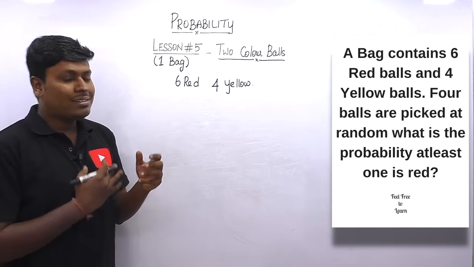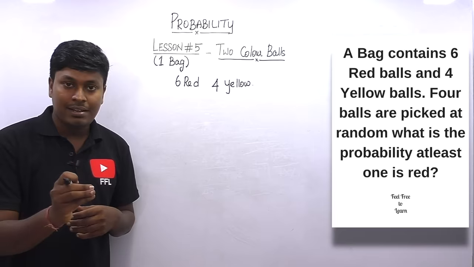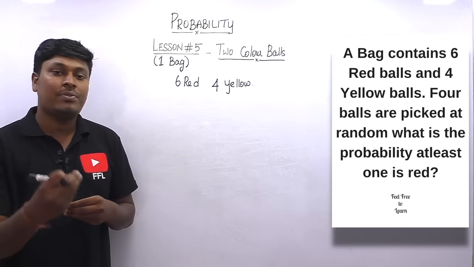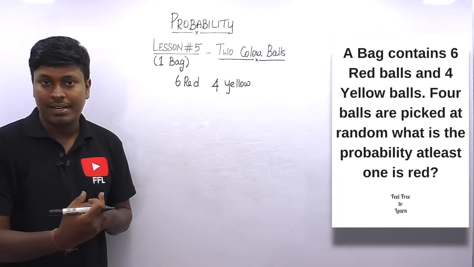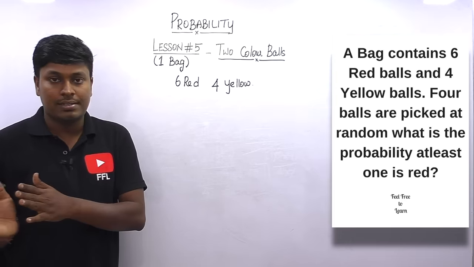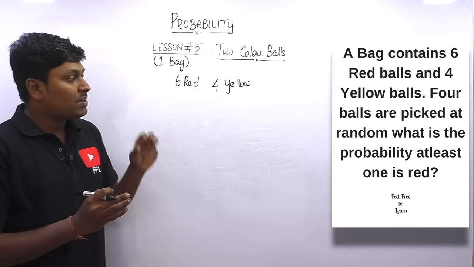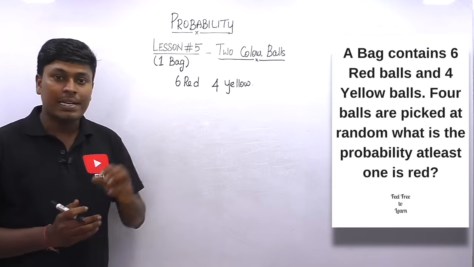And listen here, this question can be solved by using various shortcuts. But if you are a beginner, shortcuts are not needed. First of all, learn the normal traditional method, right? After understanding the concept and every question, you can then learn the shortcuts. But beginners, kindly don't learn the shortcut, understand the normal method. So our target is to find at least one is red.